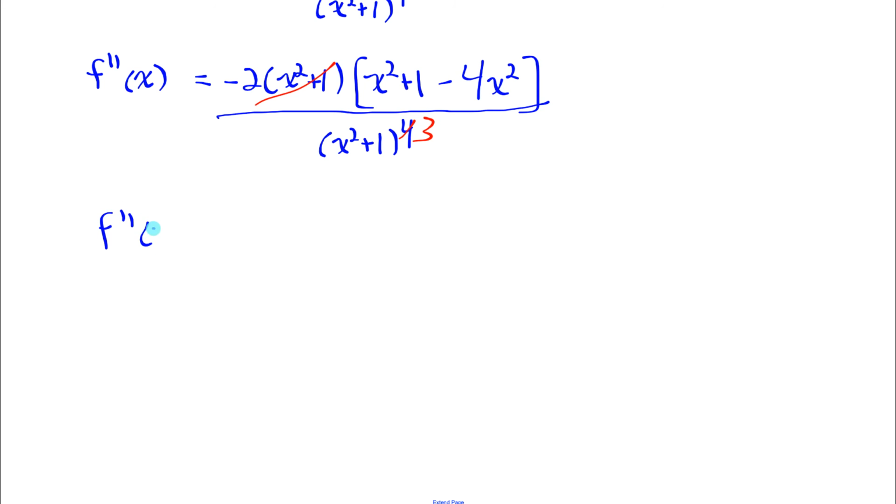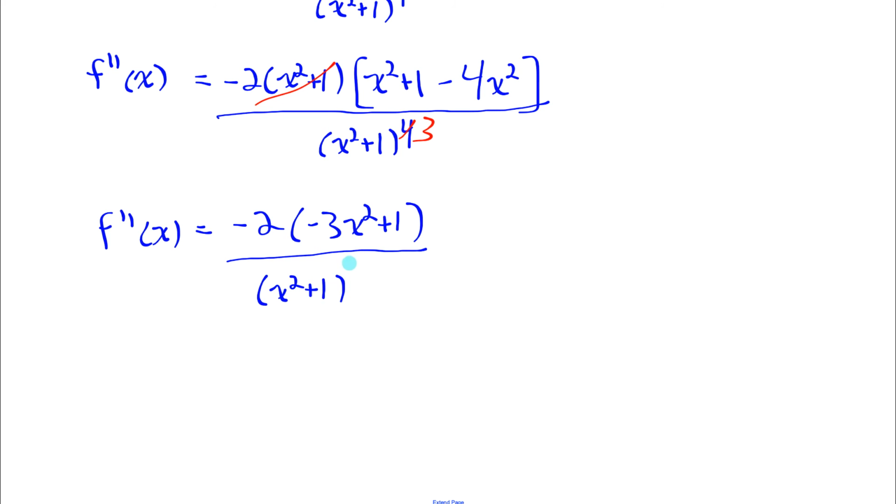So I have f double prime of x equals negative 2. In the square brackets, I have x squared minus 4x squared. That's negative 3x squared plus 1 over x squared plus 1 cubed. So this is my fully simplified version of the second derivative.